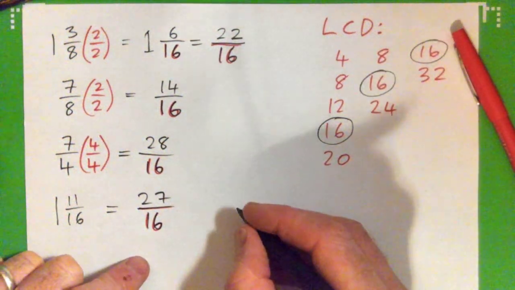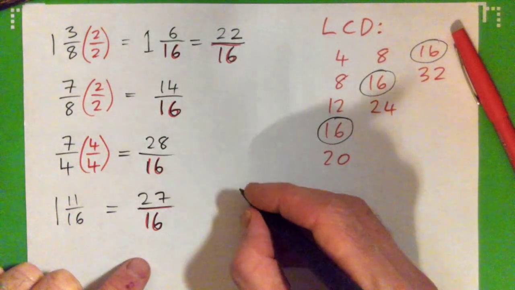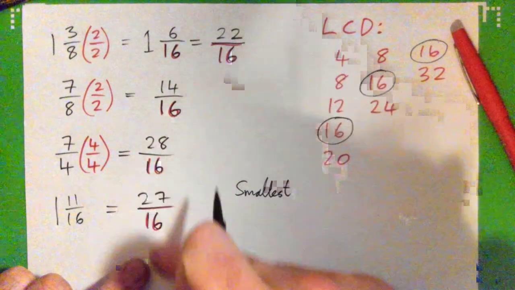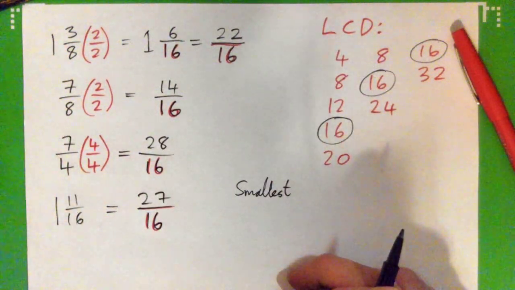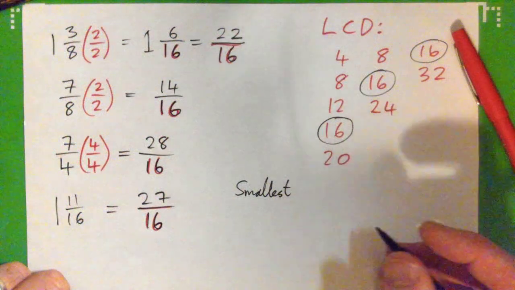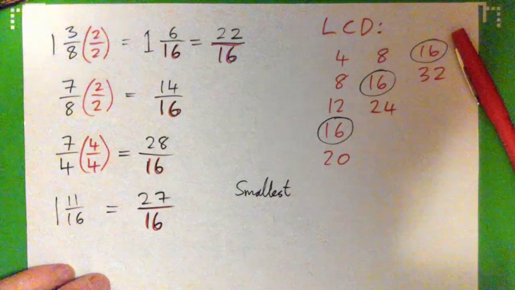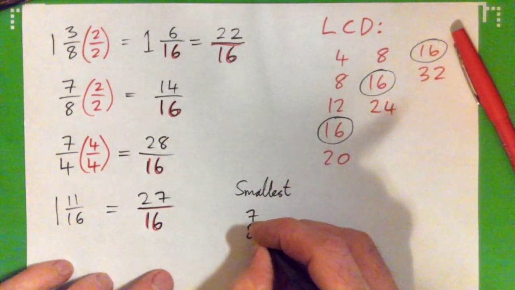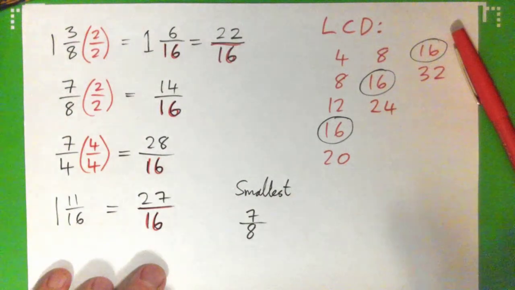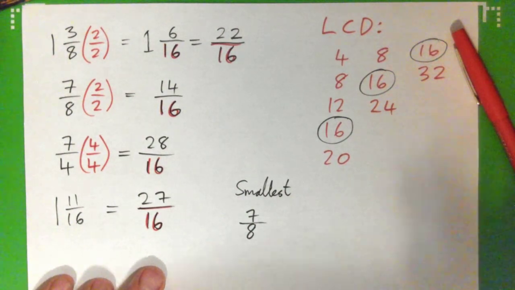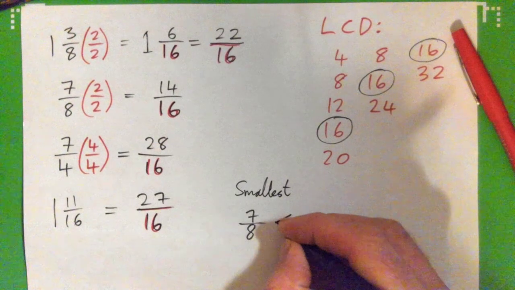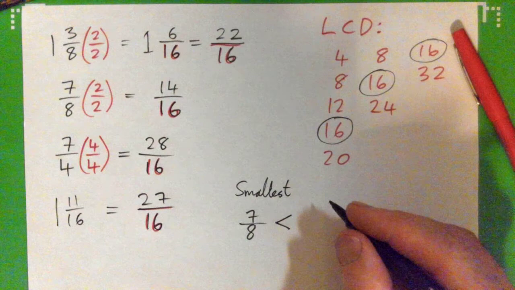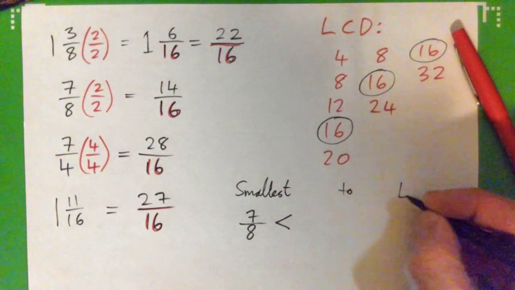Let's do that. And now, how do we order them? We got to order from smallest to largest, right? Give me the smallest first. Yeah, 14/16 is the smallest, or 7/8, because 7/8 is 14/16, right? And that is less than the rest. They want us to use inequality signs, but I don't care if you do it or not, it doesn't matter. But so we go smallest to largest.